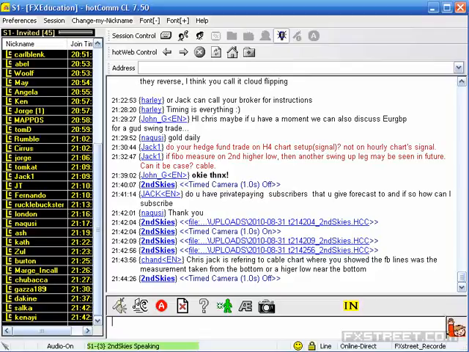Okay, so I still don't totally get Jack's question. Jack 1, that is. If the fib will measure on the second higher low, then another swing up leg may be seen in the future. Can it be the case? Well, of course it can be the case, but anything could be the case almost at this point. But that's not something I'd want to be thinking about.